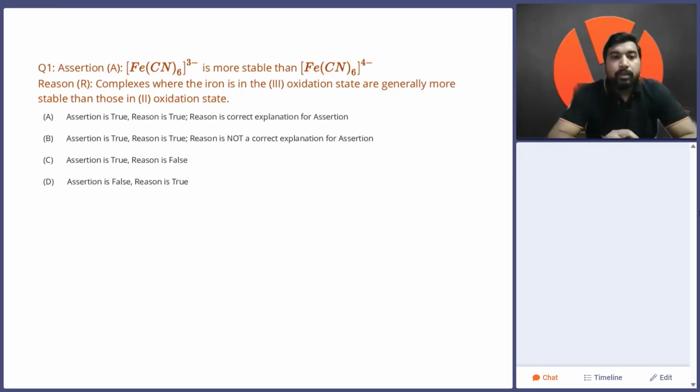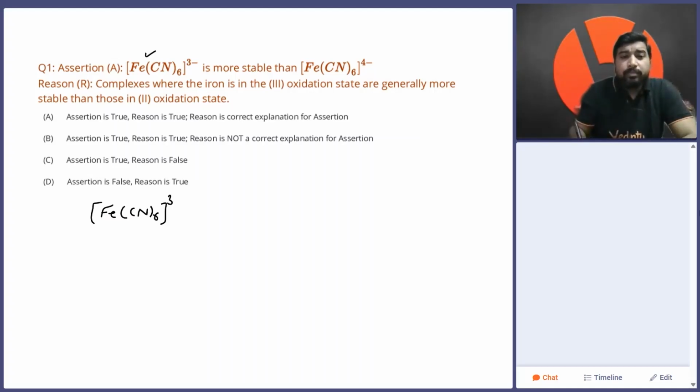The question says, assertion A: [Fe(CN)6]3- is more stable than [Fe(CN)6]4-. The reason says: complexes where the iron is in the +3 oxidation state are generally more stable than those in the +2 oxidation state. If we find the oxidation state in the first complex, the oxidation state of iron is +3. And for the second complex, [Fe(CN)6]4-, the oxidation state is +2.